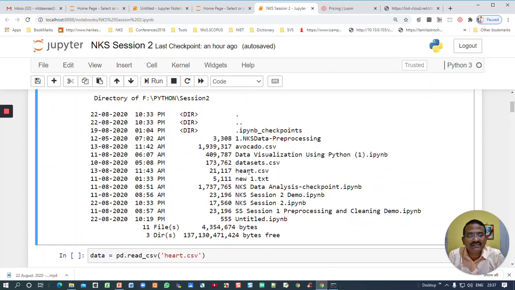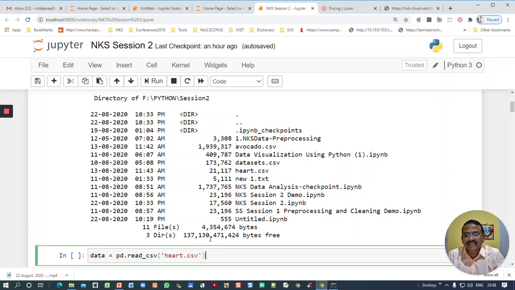I am going to use the heart.csv file. This heart file has the entire details about the patients: the age, blood pressure, maximum heart rate, and different information like this. From this information we are going to analyze certain things and predict the patient's health, whether a heart complication will come or not, and like this we can study.